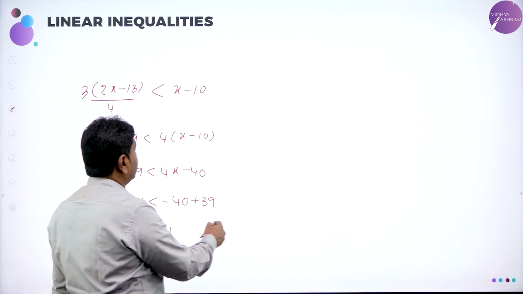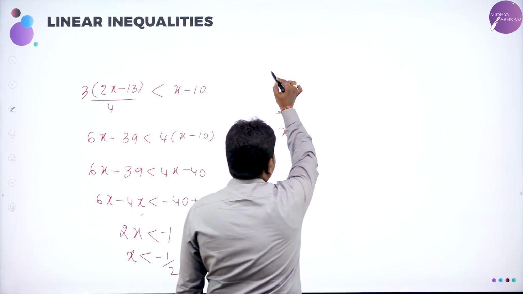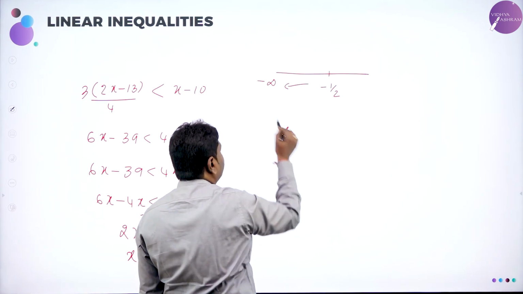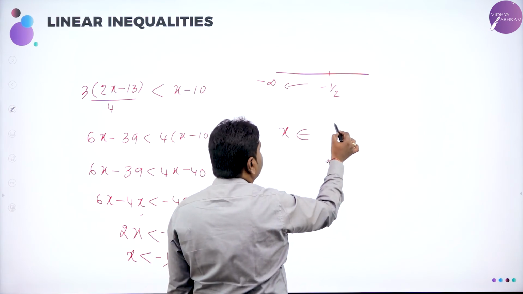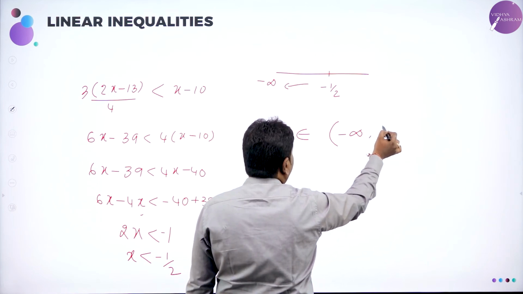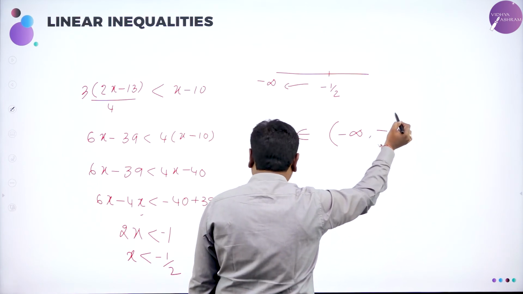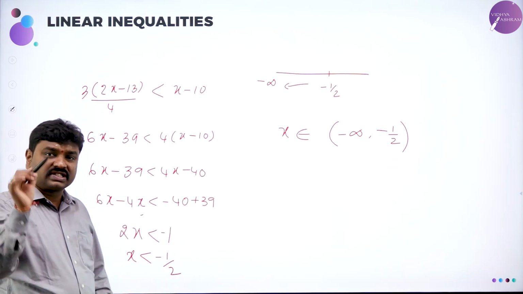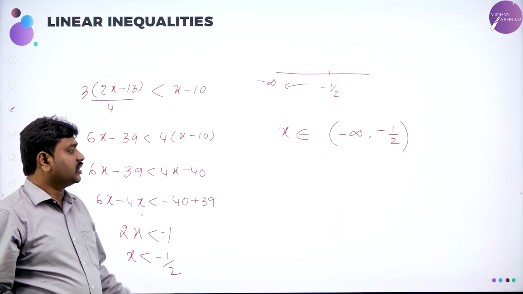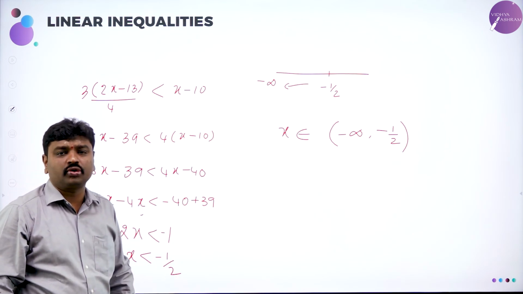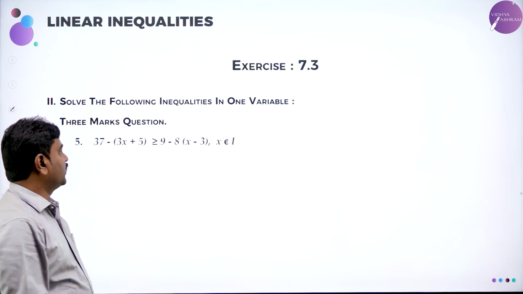They want you to write in real number. Less than minus half means on the number line we will have minus 1 by 2, less means go towards the left side, we will have negative infinity. Real number representation is x belongs to open interval minus infinity to minus 1 by 2, open interval because strictly less than. So here we have strictly less than. If it is less than or equal to, then I will write closed interval. But it is strictly less than, so open interval. This is the solution. x belongs to minus infinity to minus 1 by 2, open interval.